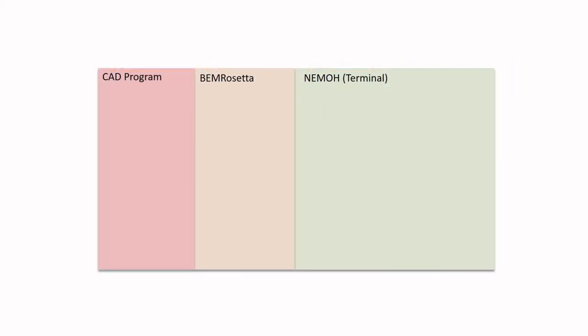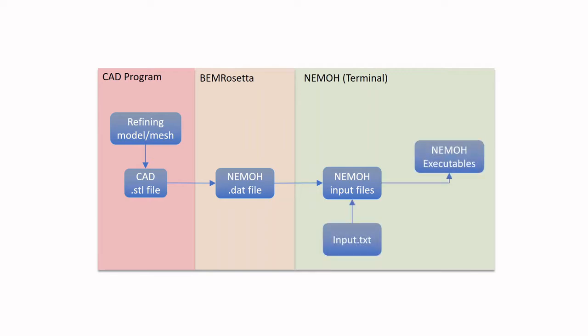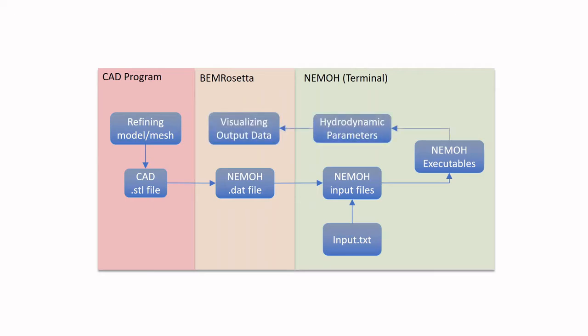For the purposes of this demonstration, we will not be covering the creation of a model in a CAD program, nor the transforming of that model into a .dat file. We will cover some of the input files that are necessary for running in Terminal, such as the input.txt. Then we will discuss running the Nemoh executables in Terminal, and visually displaying those outputs.